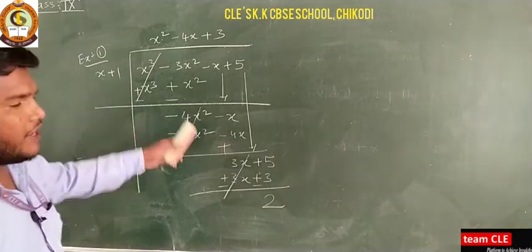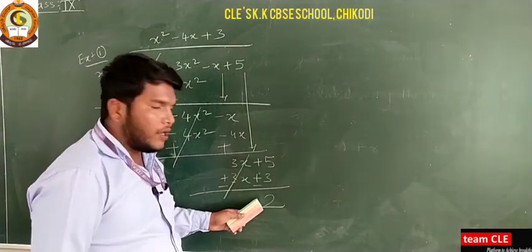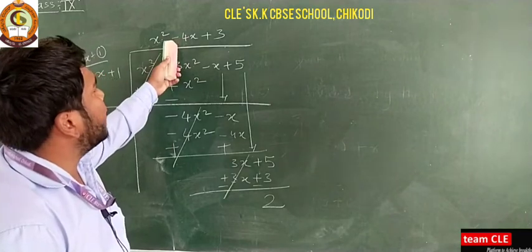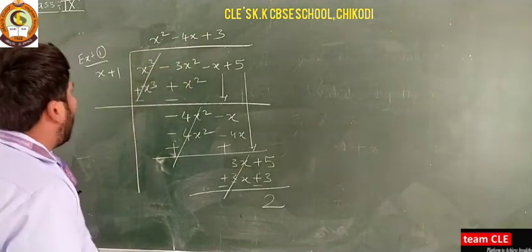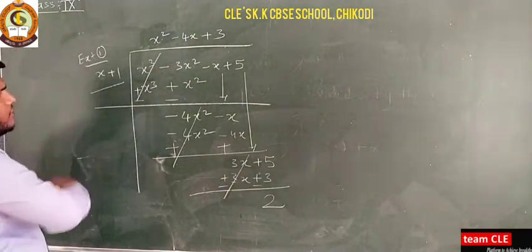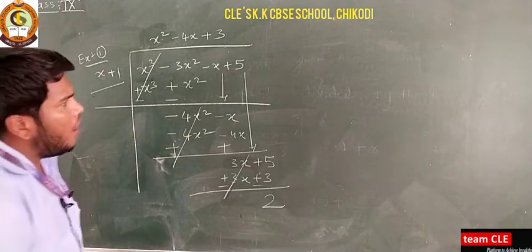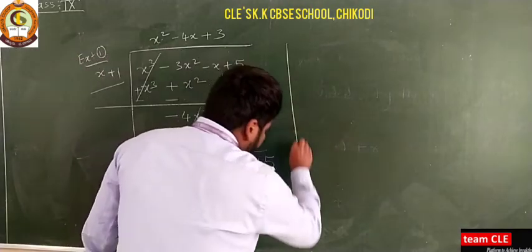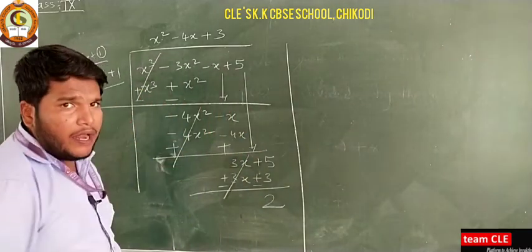So this is by the factorization method. You got the remainder as 2. The quotient is x square minus 4x plus 3 and the divisor is x plus 1. Now just use the remainder theorem and verify the remainder also.